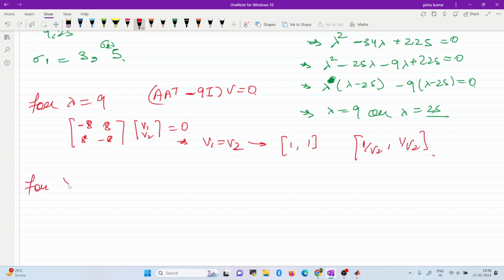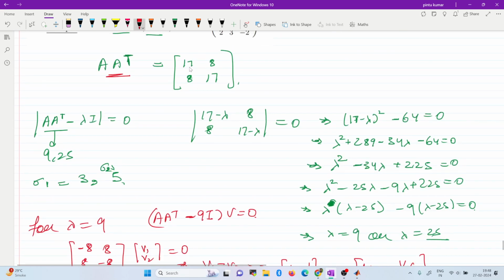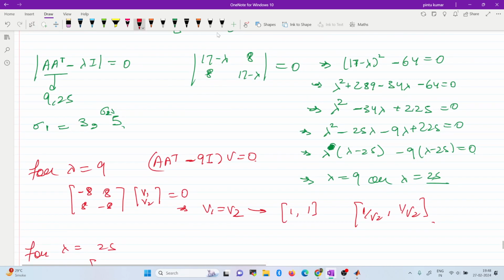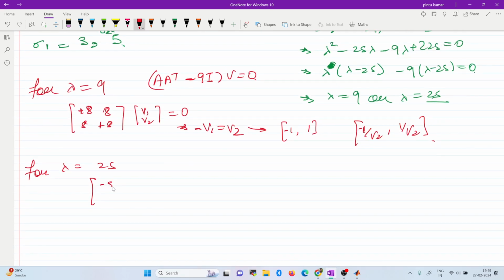Now for lambda equal to 25, what do we have? Just give me a second. So this is my A. Okay, I'm sorry. If I had 17 minus 9, this would have been plus 8. This is also plus 8. So this would mean minus V1 is equal to V2, so there should be a minus 1 over here. If I subtract 25, then it will be [minus 8, 8; 8, minus 8] times [V1, V2] equal to 0, or V1 is equal to V2. And we will obtain 1 by root 2, 1 by root 2.